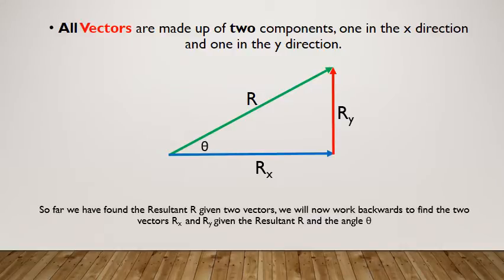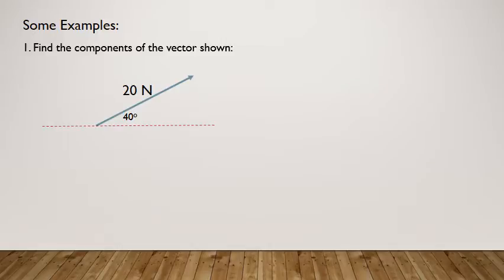So far we've found the resultant R given two vectors. Now what we're actually going to do is work backwards to find the two vectors Rx and Ry, which make up that resultant R and the angle theta. Okay, let's look at some examples. So find the components of the vector shown.